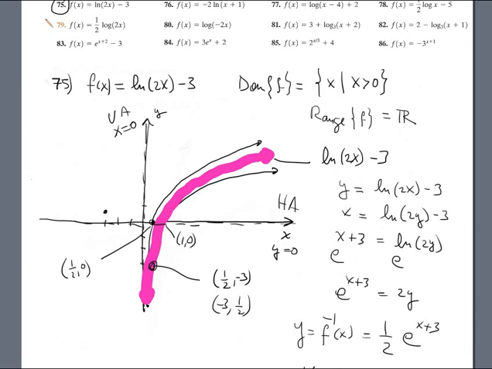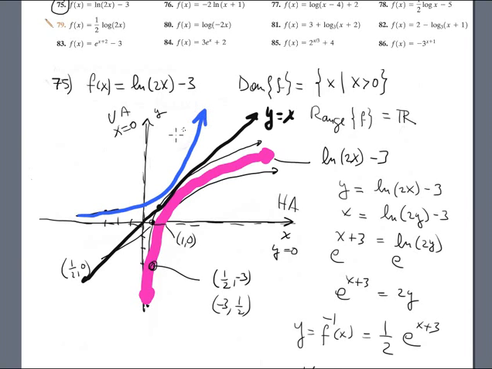Now using the blue color, this is approximately the identity function y equals x. Now using another color, this is the exponential. The exponential looks like that. And this is the inverse function. The expression for the inverse function is 1/2 e to the x plus 3.